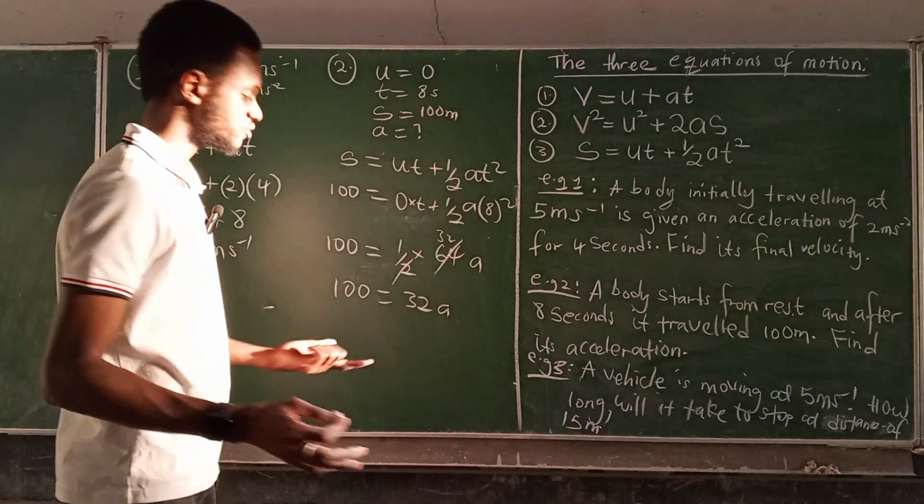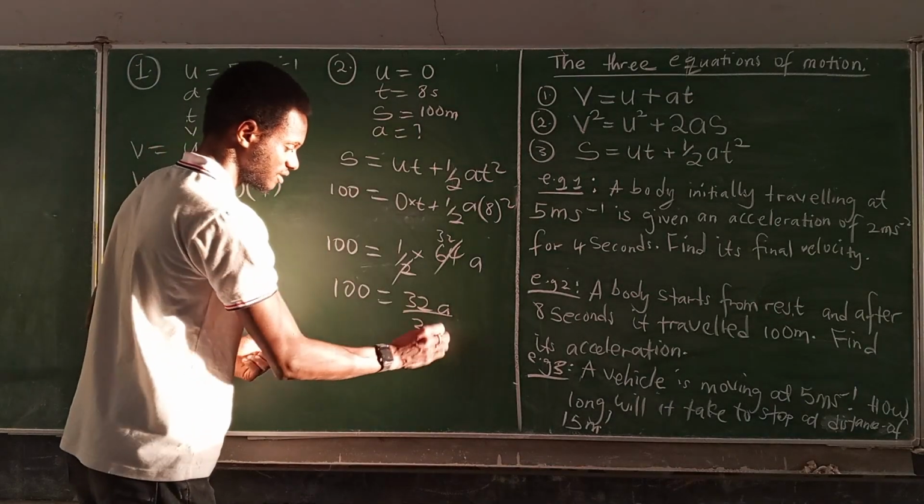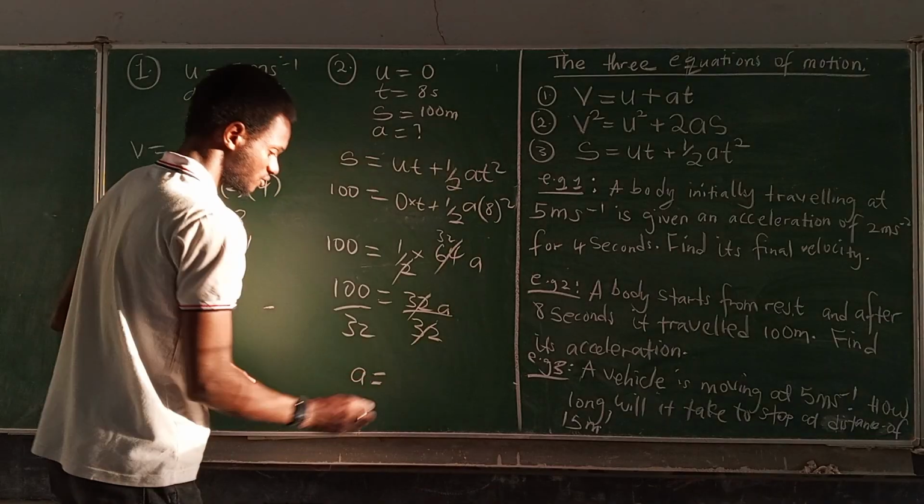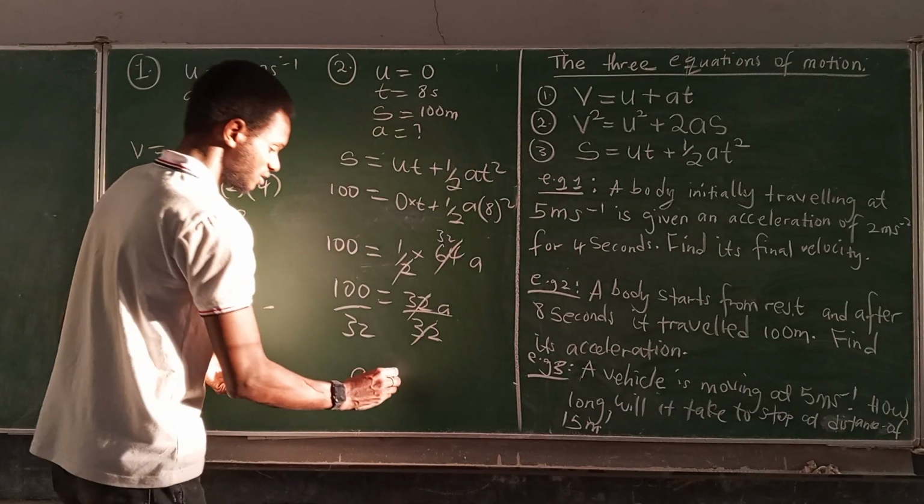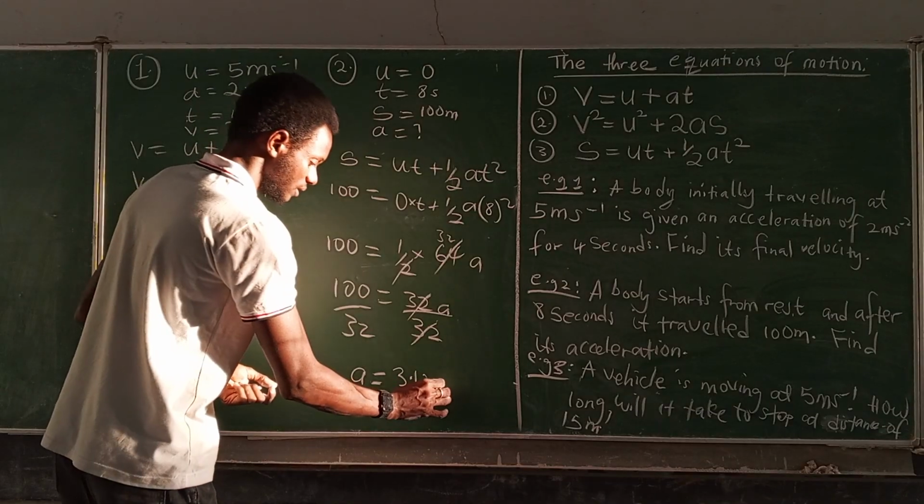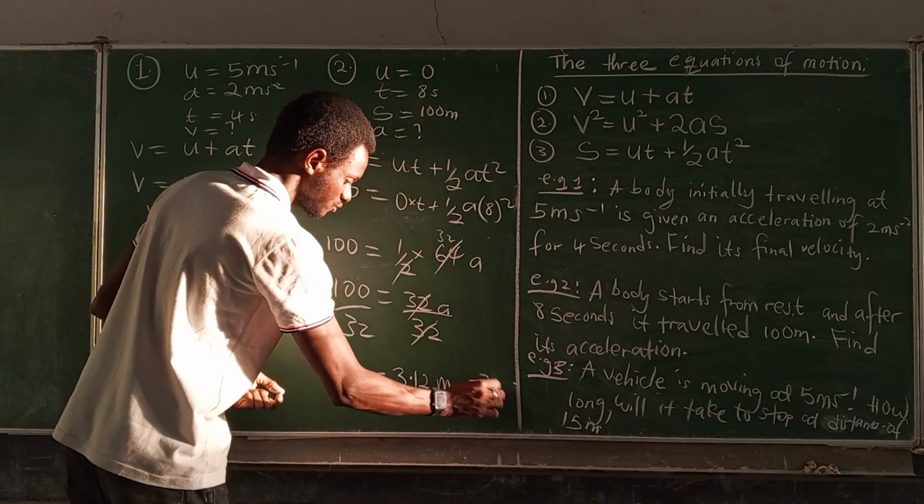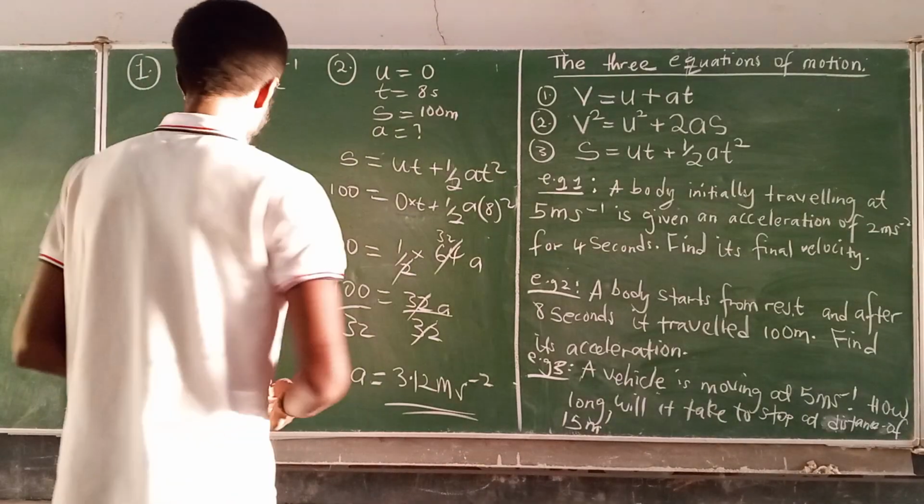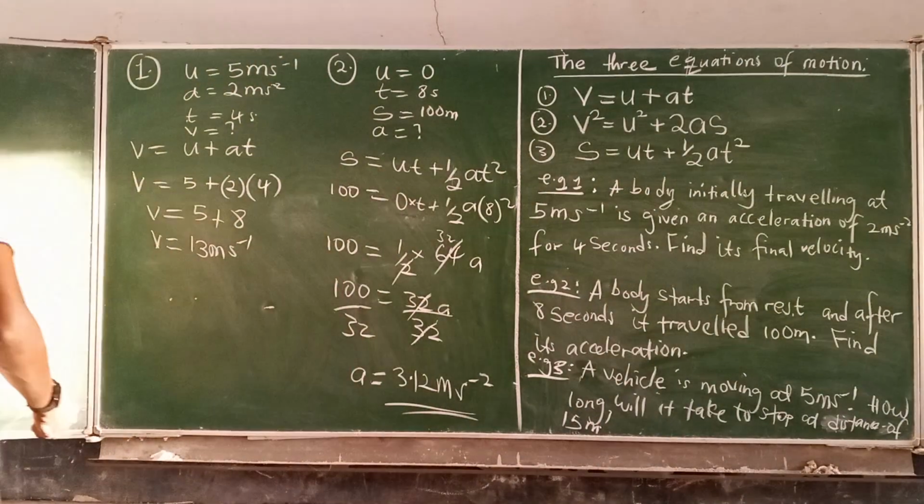Now we're going to divide both sides by 32 to get a standing alone. So a is now going to be equal to 100 divided by 32, which is going to be 3.12 meters per second squared. So that's your final answer for question number 2. Now we can look at question number 3.